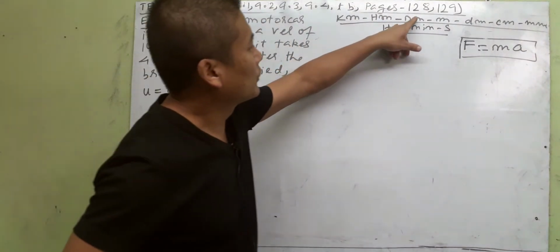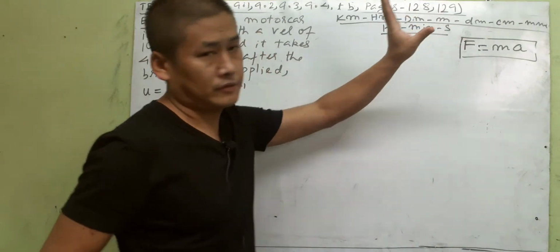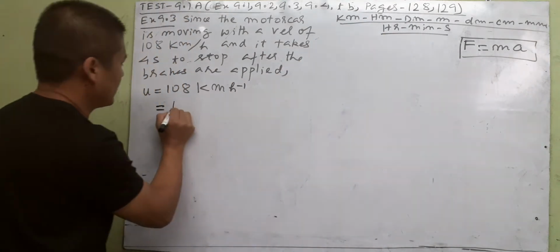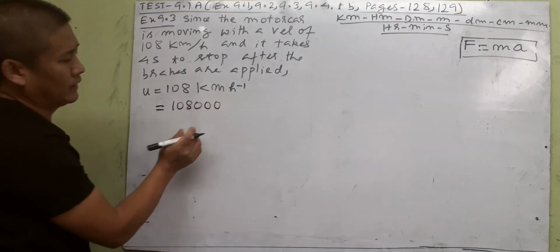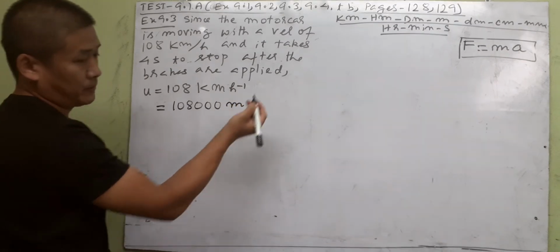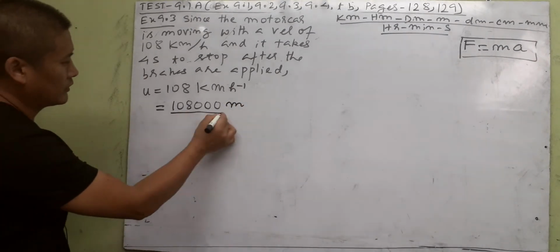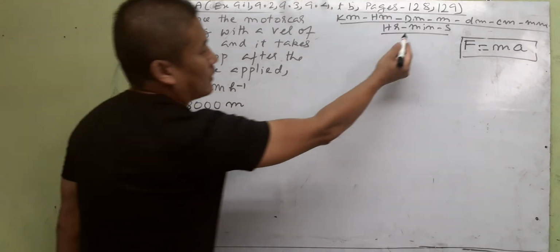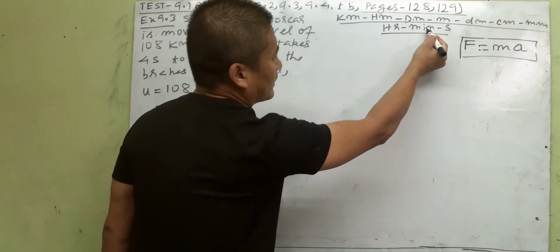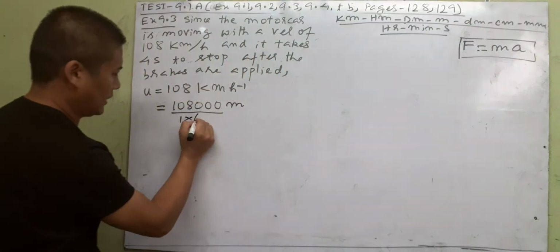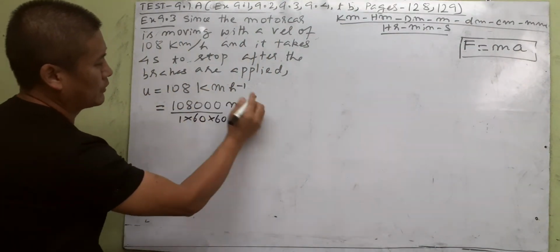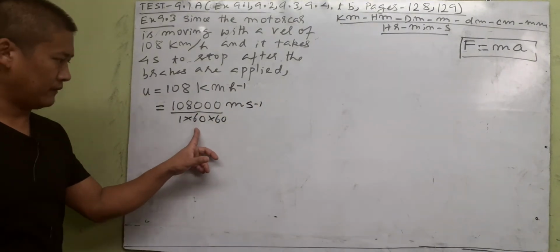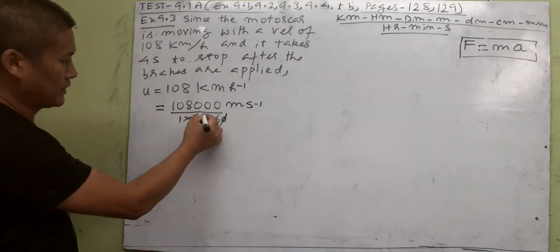So 1, 2, 3 places, one place is 10, 10, 10, so 10 cubed is 1000. Since you're changing big to small, multiply 108 by 1000, so kilometer will go away, meter will come in. Then in the denominator, 1 hour is there. If you want to change to second, one place is 60, so double will be 60 into 60, then hour will change to second. This is how we change, right? We've done this enough number of times even in the first chapter. So 0 and 0 cancelled.